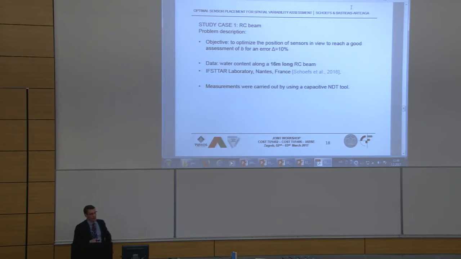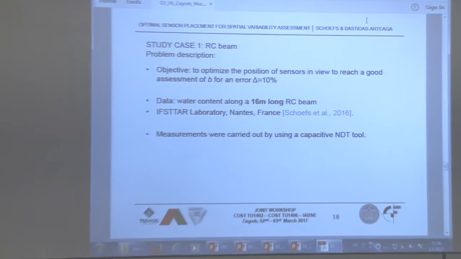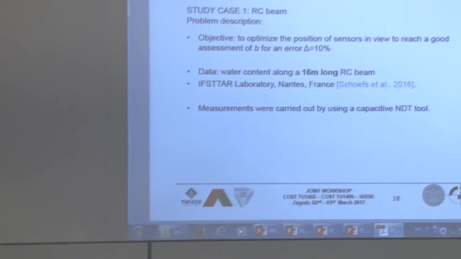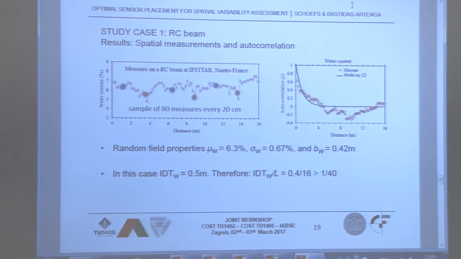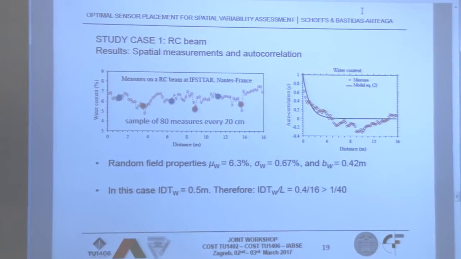Now, two study cases to end this talk. The first is about reinforced concrete structures. That's 16 meters long. We keep the same acceptable error here. So we measure water content with a capacitive tool, every 20 centimeters. And so we can, for a given distance between sensors, have these several results.